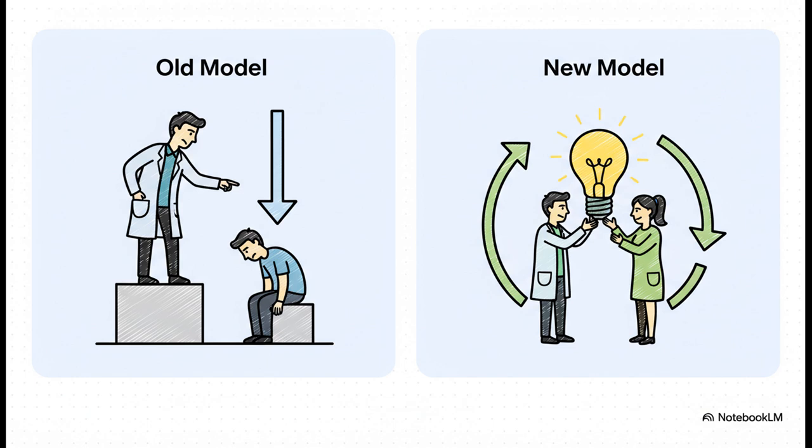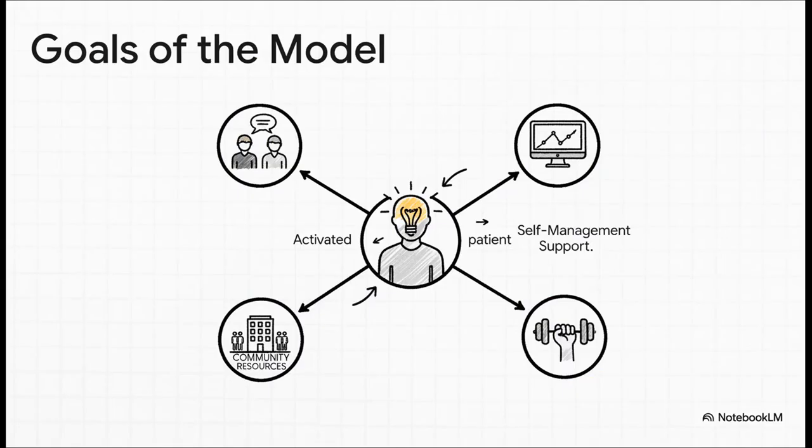Well, the new chronic care model, it totally flips that on its head. It's all about a partnership between what they call a prepared, proactive practice team, that's us, and an informed, activated patient. So what's the goal here? Well, the whole point is to create productive interactions. And what does that mean?